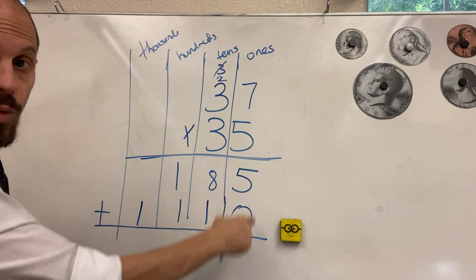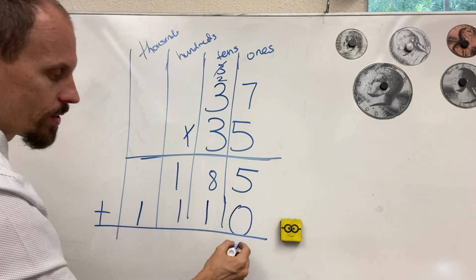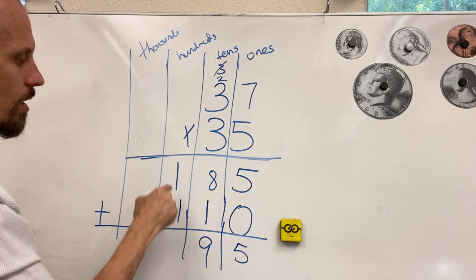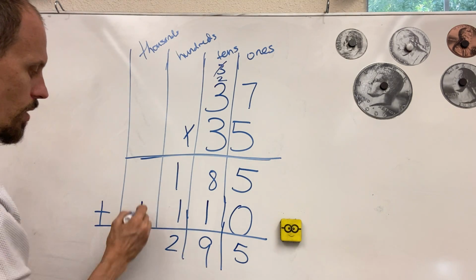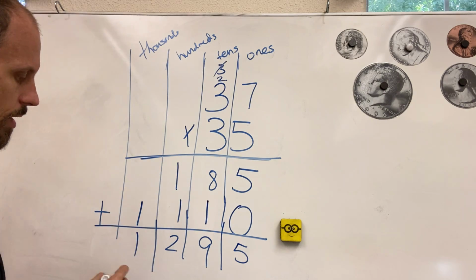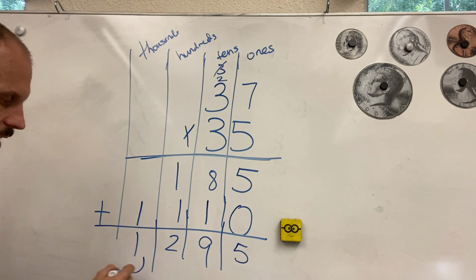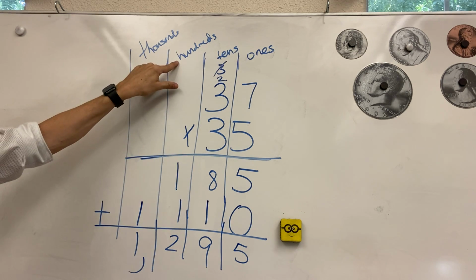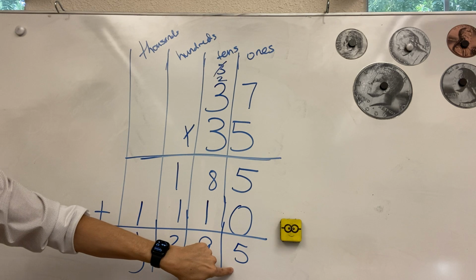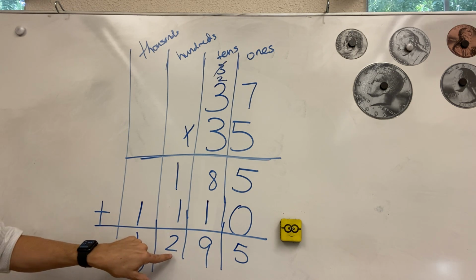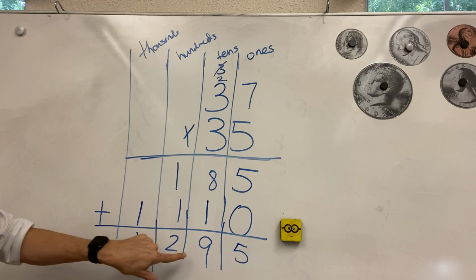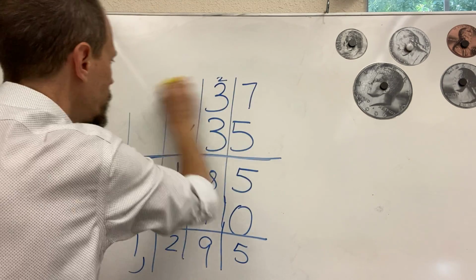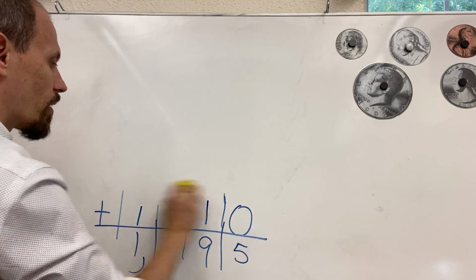0 plus 5, we start in our 1's place again. 0 or 5 plus 0 is 5, right? 8 plus 1 is 9. 1 plus 1 is 2. And 1 plus 0 is 1. And let's count backwards: 1, 2, 3, put our comma. All right, so let's count our number. 1,295. That's the answer.